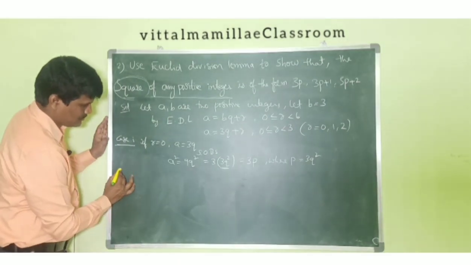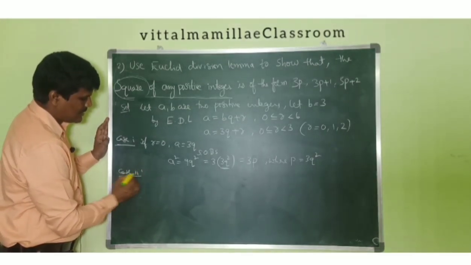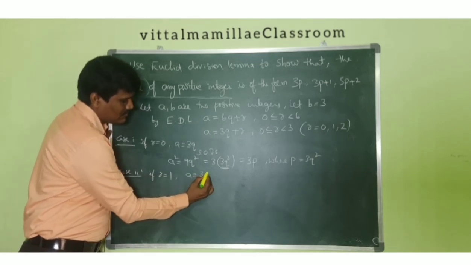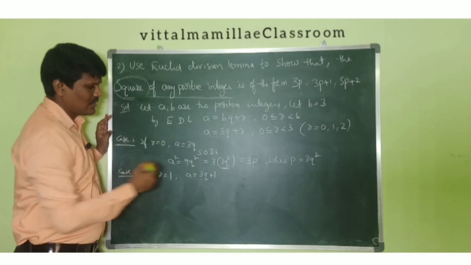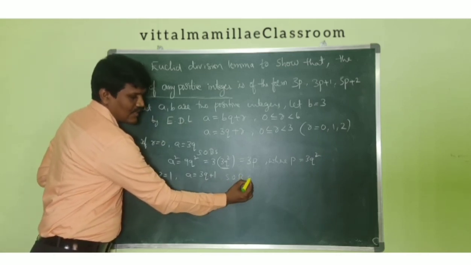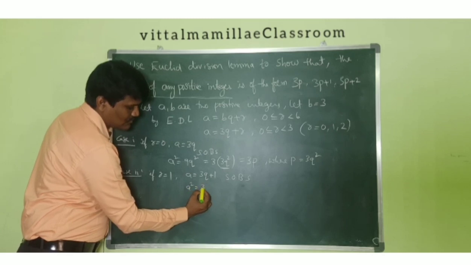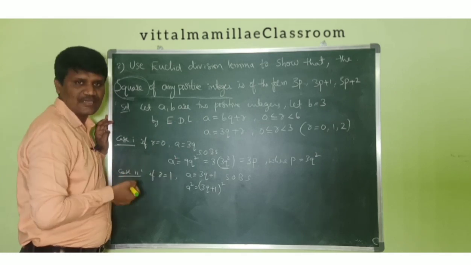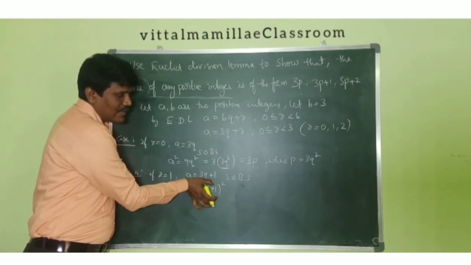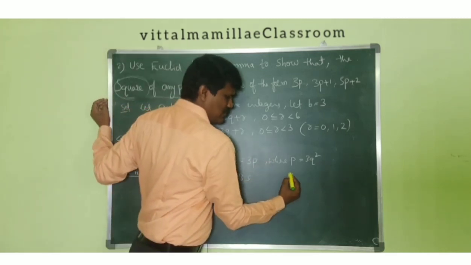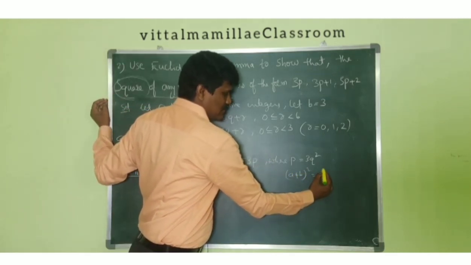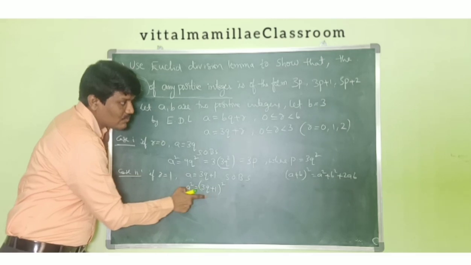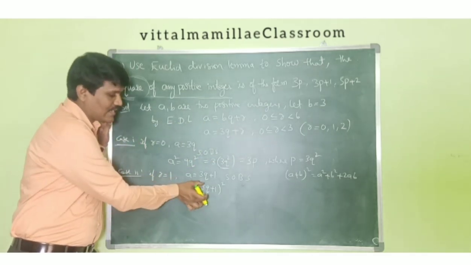Let us see case 2. Case 2, if r is equal to 1. If r is equal to 1, what will it become? a is equal to 3q plus 1. Now squaring on both sides, you will get a square is equal to 3q plus 1 whole square. Now you should use here the a plus b whole square formula. Already you know what the a plus b whole square formula is: a square plus b square plus 2ab. So you should expand this by using the a plus b whole square formula.